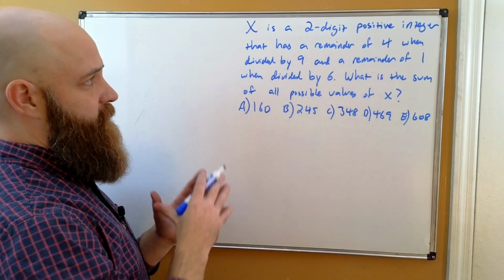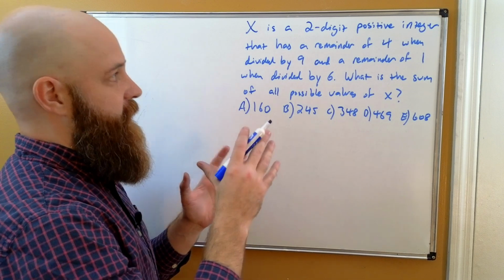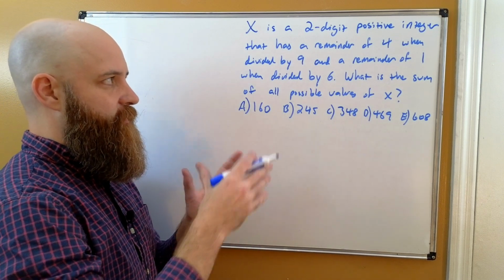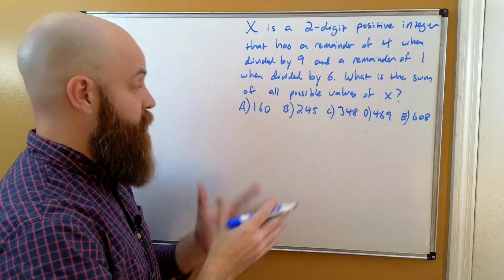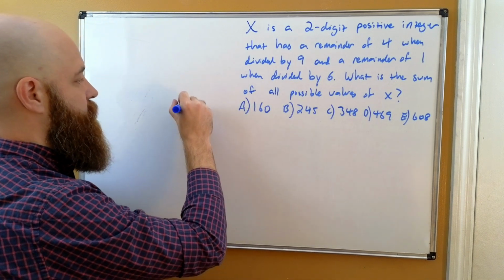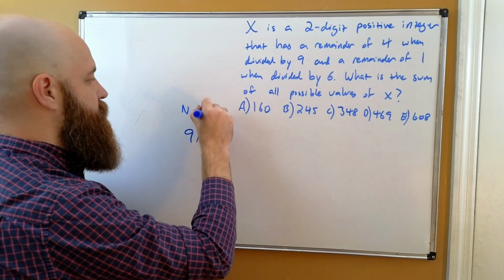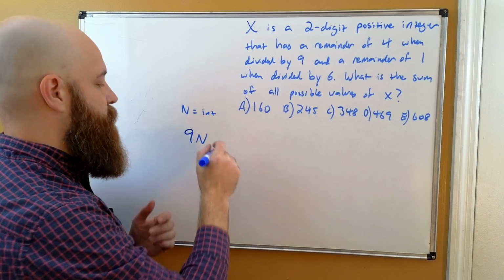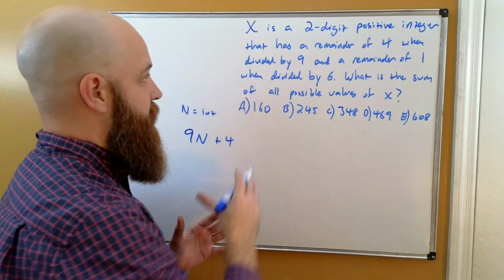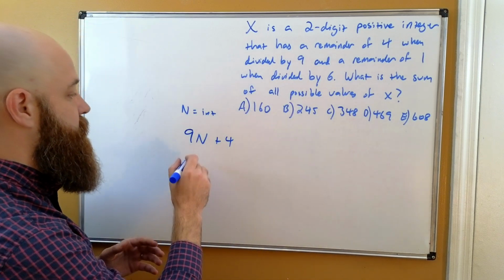Okay, so what do I know about X, a two-digit positive integer? It has a remainder of 4 when divided by 9. So I guess that means it's 4 greater than a multiple of 9. I could represent that with an expression. I could say 9n, there's multiples of 9, where n is an integer, and it's 4 greater than any multiple of 9, so 9n plus 4. Great. I suppose I could do the same thing with the second piece of information.